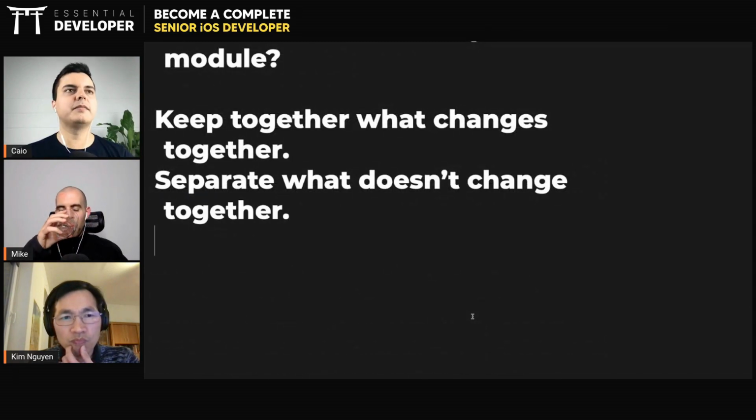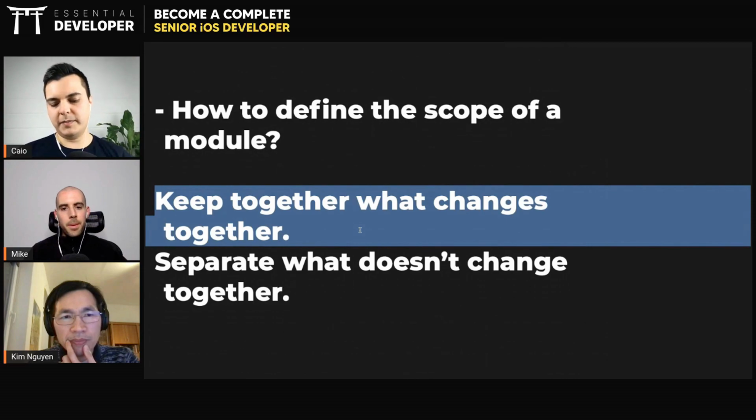For example, if you have an items list and items detail, and they are always changing together, if you change the item, you need to update the list and you need to update the details as well. They are changing together. Every time there's a change in the items feature, you're changing both. Then you keep them together.